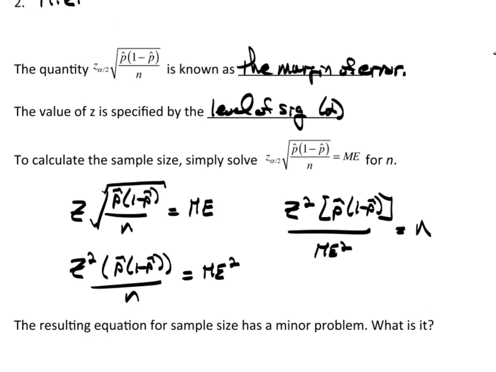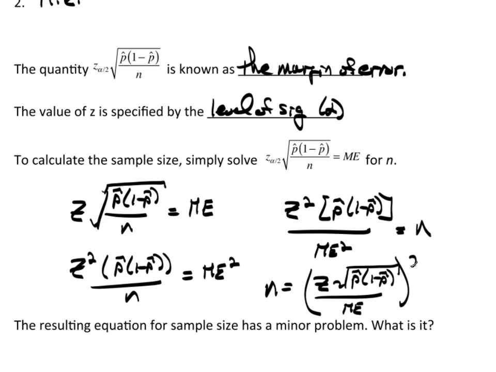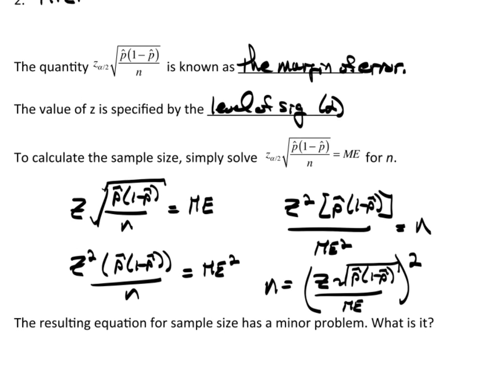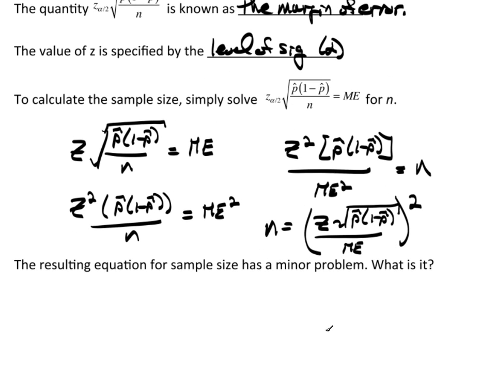And typically we don't write it like that. We'll say n equals z times the square root of p hat times 1 minus p hat over the margin of error, the whole thing squared. So with this information, we can say, hey, give me a margin of error, give me a level of significance that specifies z, and then I can tell the sample size. But once again, it has a problem. And the problem is p hat.